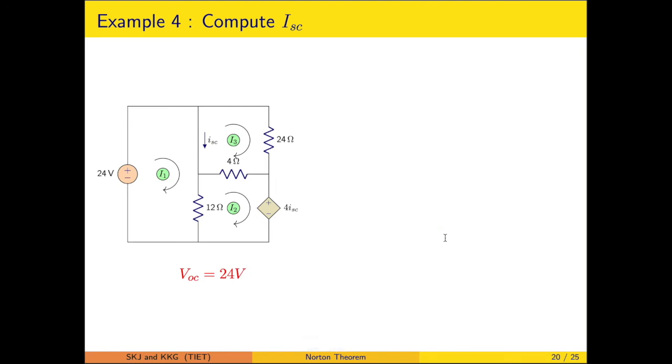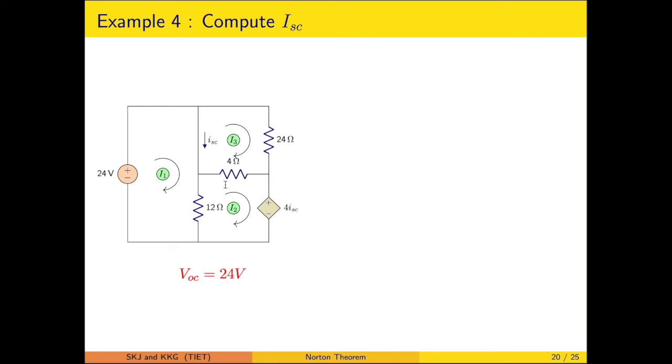Now we have to compute the ISC. This load resistance is removed, and the short circuit is done. Now the I0 is marked as a new current ISC, and correspondingly this is the controlling current. The voltage value of this dependent source depends on the current, so that is designated as 4ISC. As the system is like this, we will be able to solve by any method.